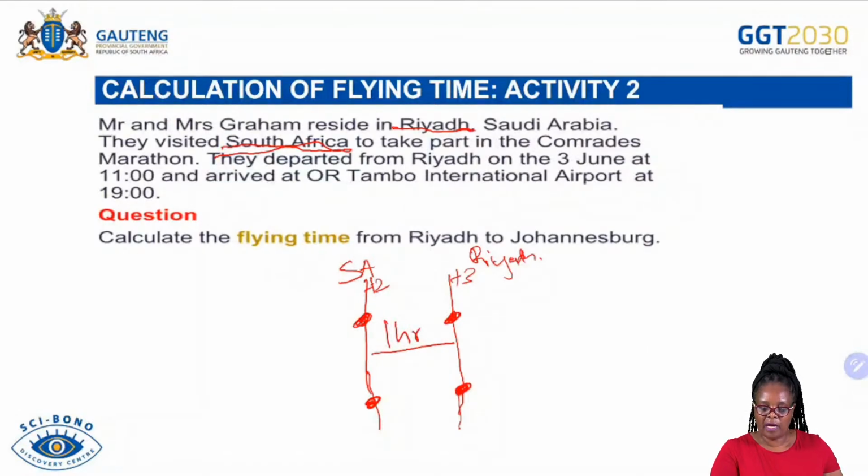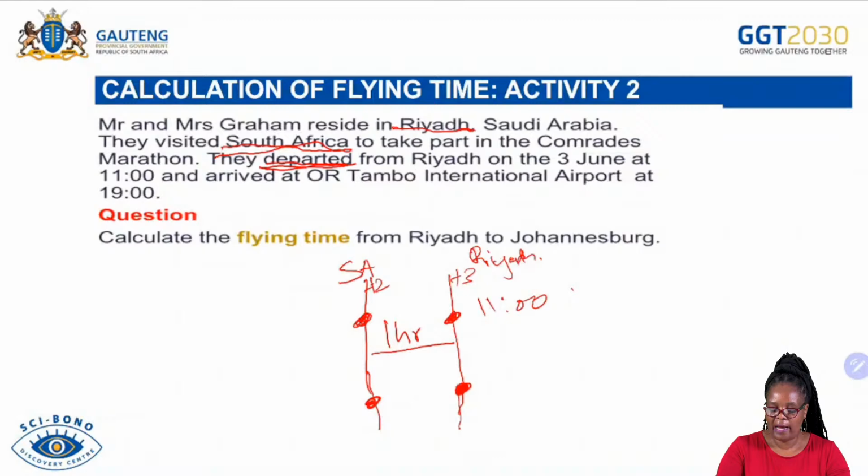They depart from Riyadh on the 3rd of June at 11. Look at this. They depart from Riyadh on the 3rd of June. So remember I said to you, this little twist, whether we have depart and arrival, little things here. So they depart at Riyadh at 1100 hours. When? 3rd June. Here we are, we have put it where it's supposed to be.